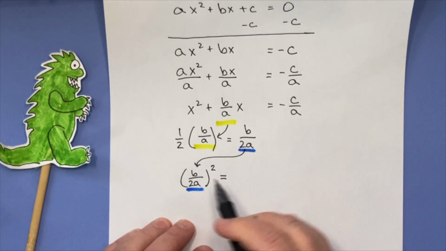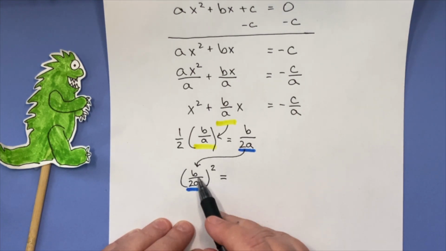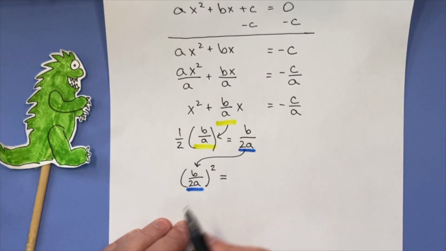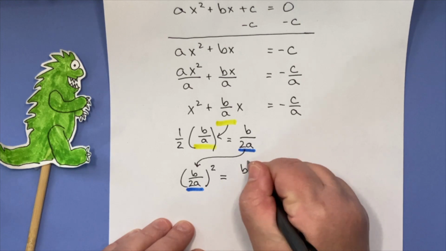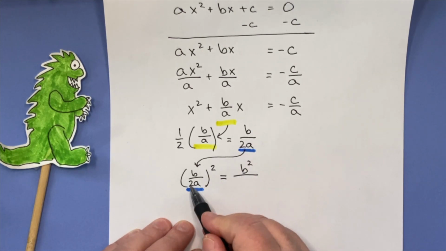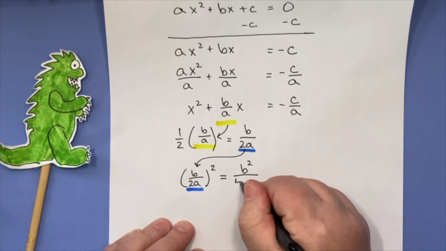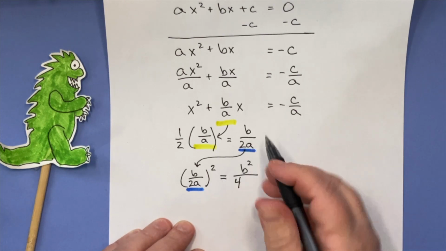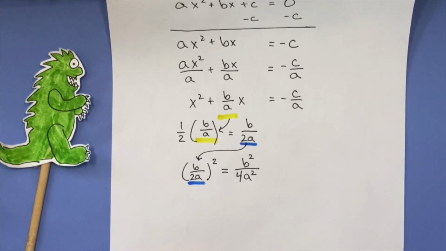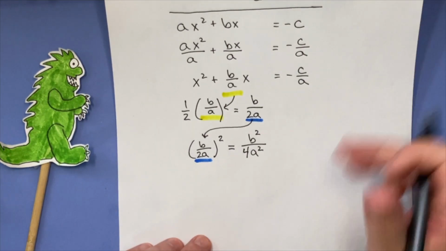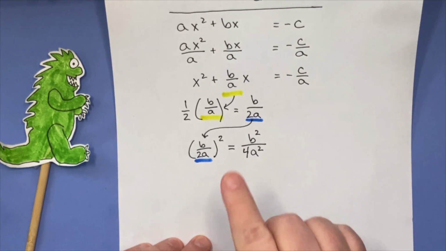And now to square a fraction, you square each of the factors in the numerator and the denominator. So I get b squared up on top, okay? Then I get 2 squared, that's 4, and then I get a squared. And then I'm going to take what I just got, and I'm going to add it to both sides.